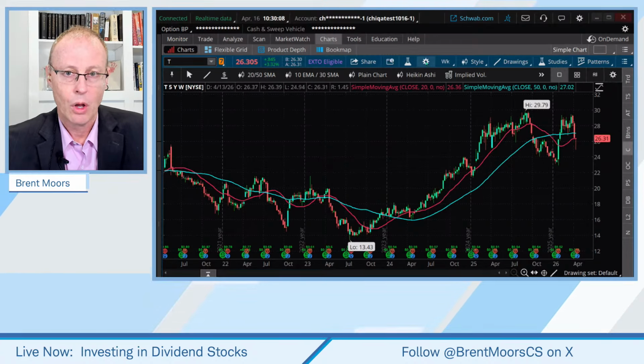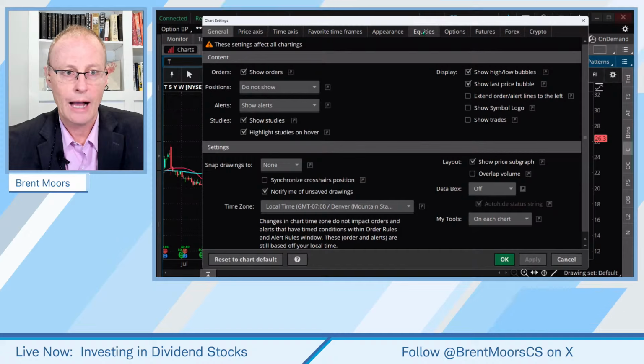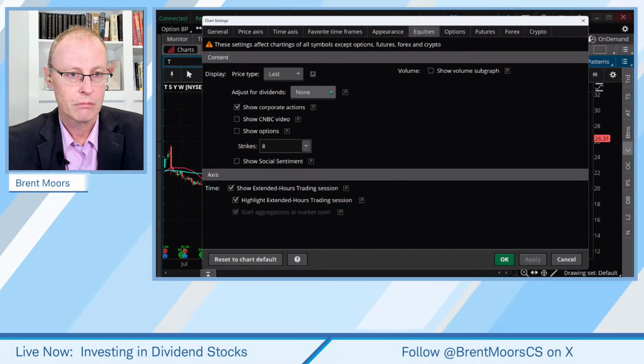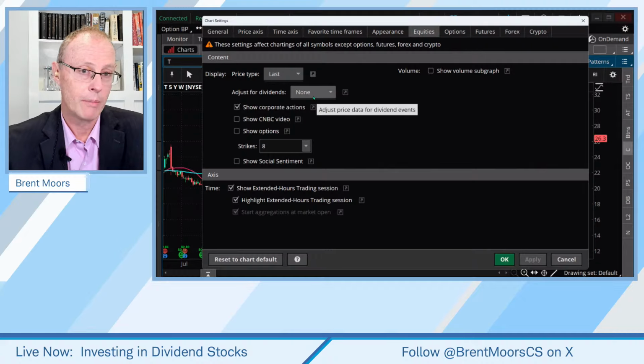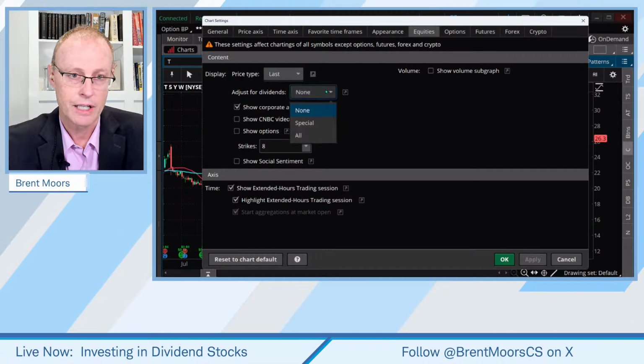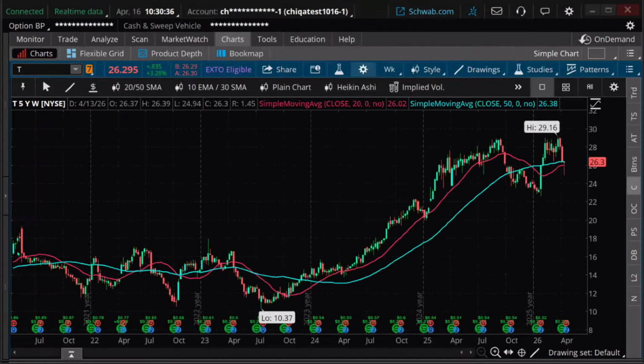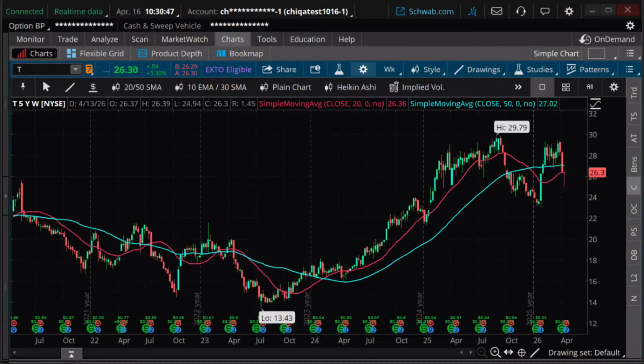A couple ways to look at it. One is, if you go to chart settings and you go to equities, you can adjust for dividends. Now, I'm not adjusting for dividends right now. Remember, when a dividend gets paid, the stock is going to drop by essentially the amount of the dividend. If I adjust for dividends, let me just move this out of your way so you can see it. Now look at what we had. Adjusting for dividends, that's looking quite a bit better as an example. Now I'm going to go back to not adjusting here for a second. I want to show you a different way to do it.